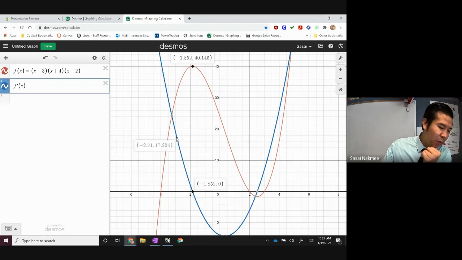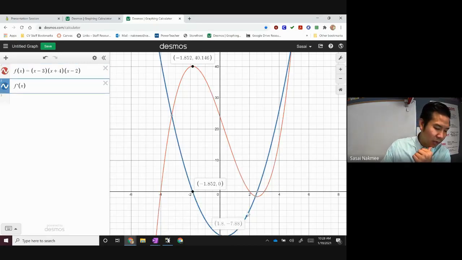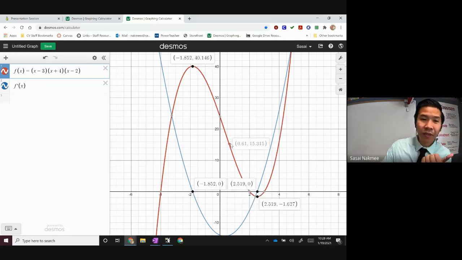And when your derivative is positive, what do you notice about your function? Your function is increasing. So whenever your derivative is positive, that means your original function is increasing on that interval. If your derivative is below the x-axis, which it is down here, that means the function is decreasing. When your derivative is negative, your function is decreasing.